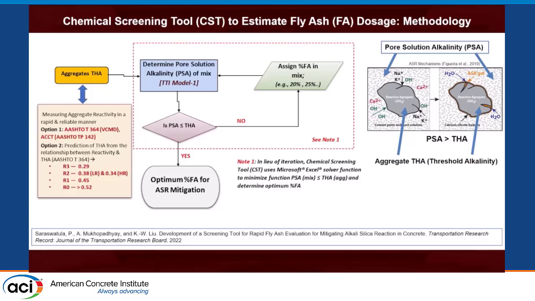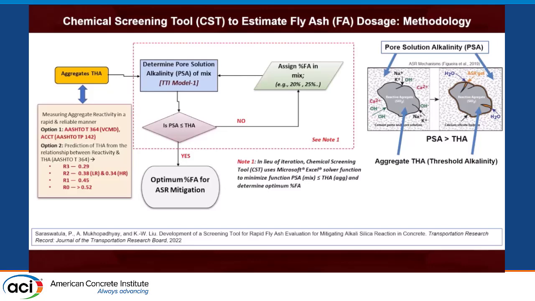Option 2, if you know the aggregate reactivity in a reliable manner, use this relationship. If it is R3 aggregate, the threshold alkalinity is around 0.29. If the reactivity of the aggregate is R2, on the higher side 0.38, lower side 0.34. And then R1, very slowly reactive aggregate, it's 0.45. And almost non-reactive is over 0.52. This relationship works provided your aggregate reactivity determination is reliable. You know the false positive and negative situation.